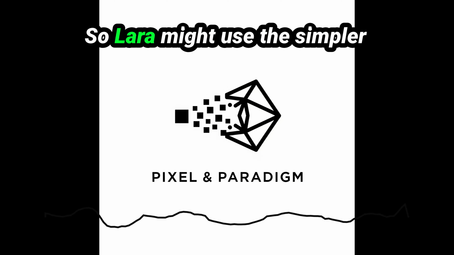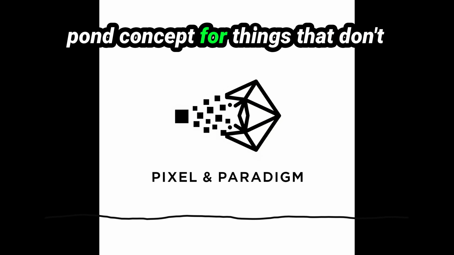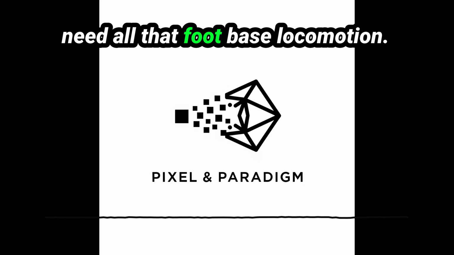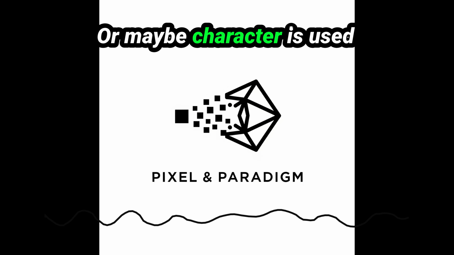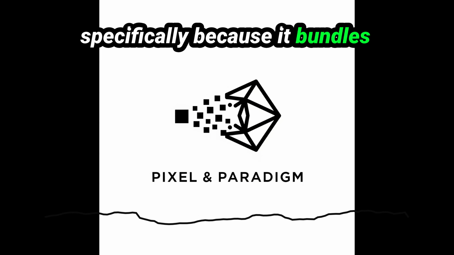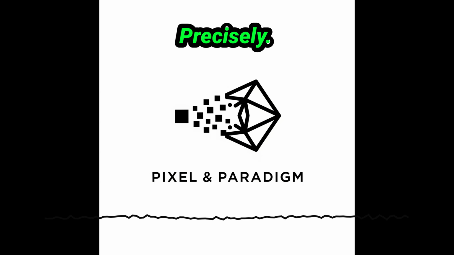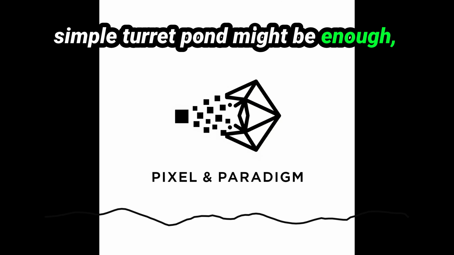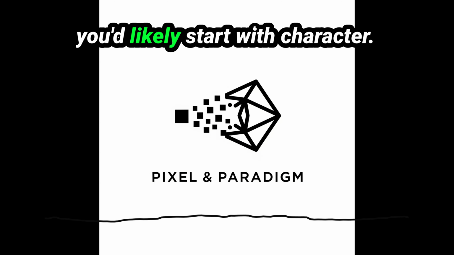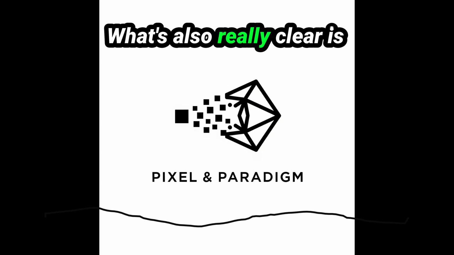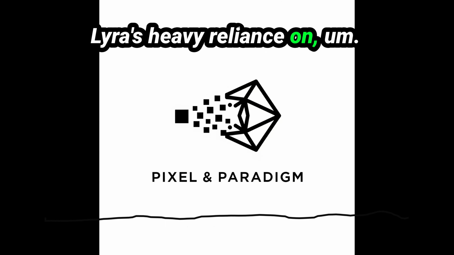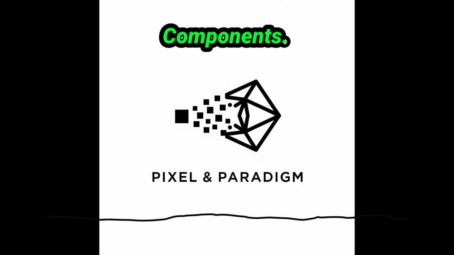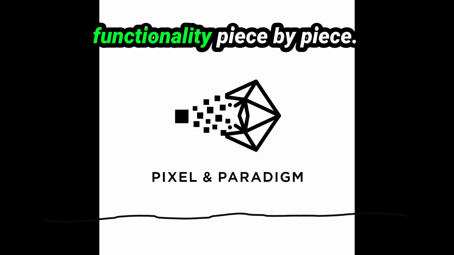Okay, so Lyra might use the simpler pawn concept for things that don't need all that foot-based locomotion. Or maybe character is used specifically because it bundles all that movement capability. Precisely. It offers flexibility. Maybe you have a flying drone or a simple turret, where a pawn might be enough. But for your humanoid soldier, you'd likely start with character. Makes sense. What's also really clear is Lyra's heavy reliance on components, building up the character's functionality piece by piece.